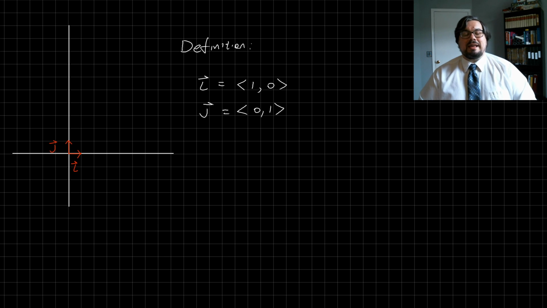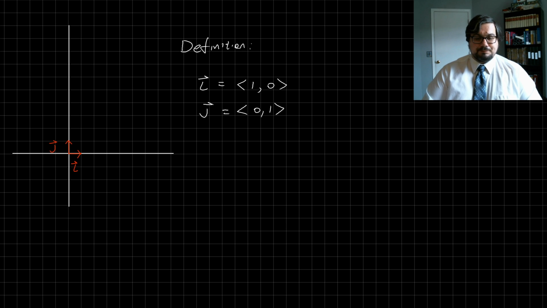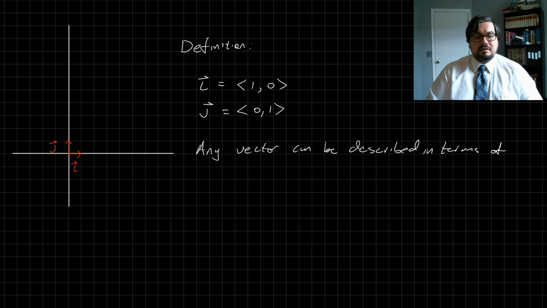Now, the reason why we might care about these is that every vector can be expressed as a combination of these two vectors. This isn't the only pair of vectors that statement is true for, but they are sort of the easiest to work with. We say that these two vectors form a basis for all of our vectors. So any vector can be described in terms of I and j. And we can see that in the following way.